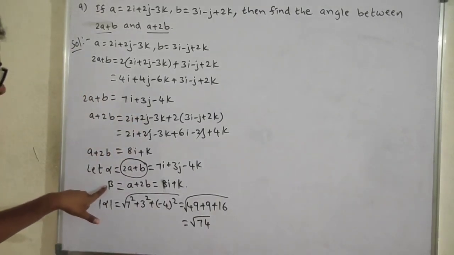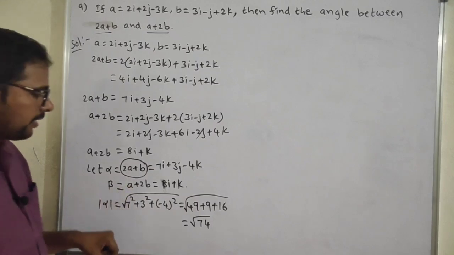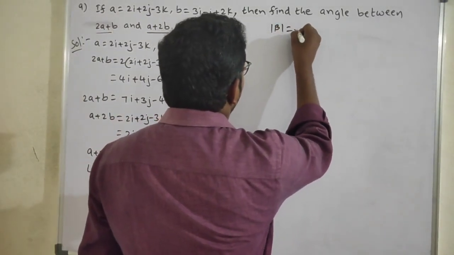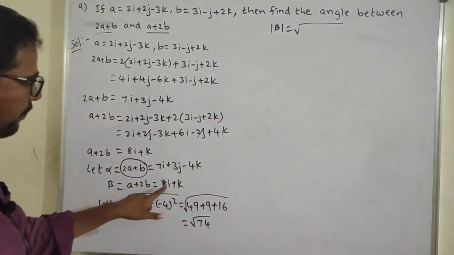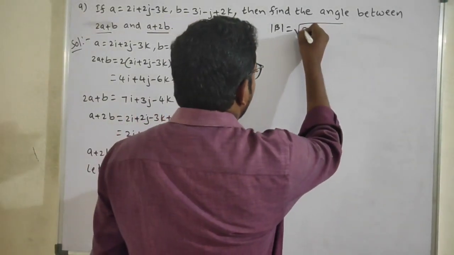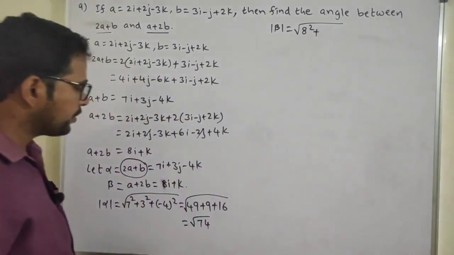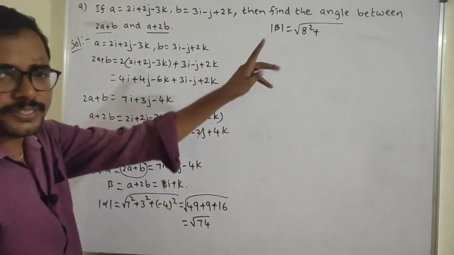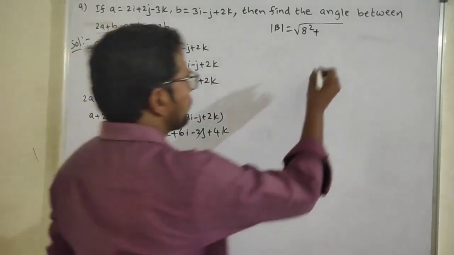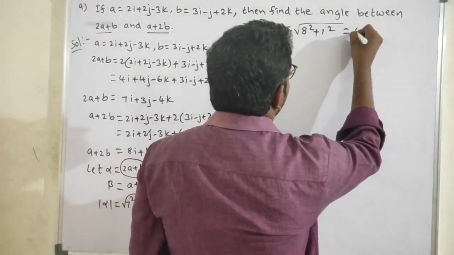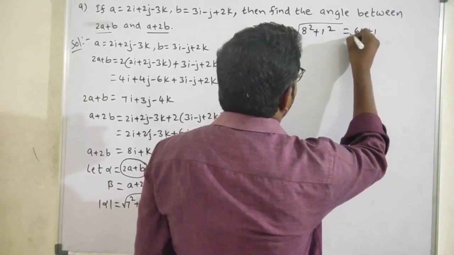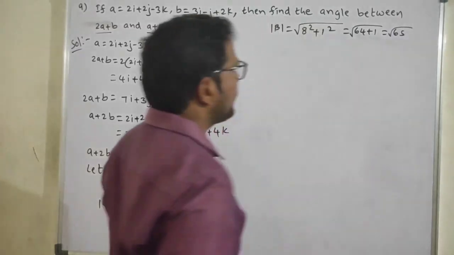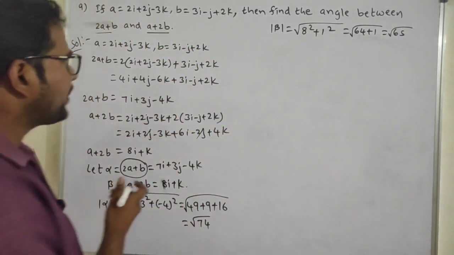Let's find modulus beta. Modulus beta means modulus of a plus 2b. Under root of the beta value: i coefficient 8 squared, plus j coefficient; we don't have a j term, so take that as 0 squared, which is 0. The k coefficient is 1, so take 1 squared. So 8 squared is 64 plus 1 squared is 1, 64 plus 1 is 65. Modulus beta is under root 65.